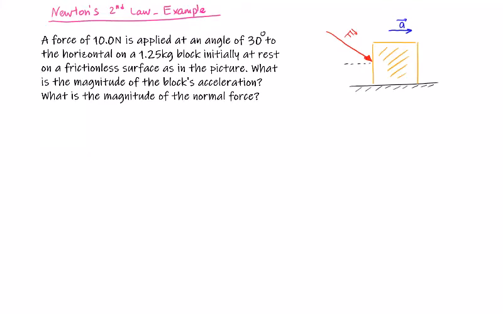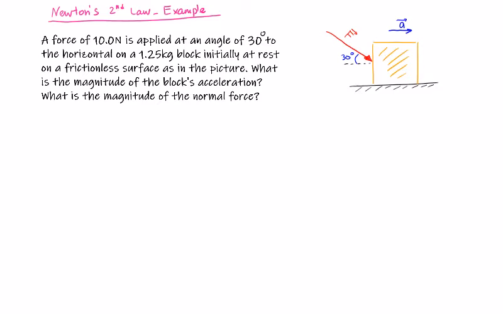Let's work an example on Newton's second law. A force of 10 newtons is applied at an angle of 30 degrees to the horizontal, and here is the 30 degrees we have, on a 1.25 kilogram block initially at rest on a frictionless surface, as in the picture. What is the magnitude of the block's acceleration? What is the magnitude of the normal force?